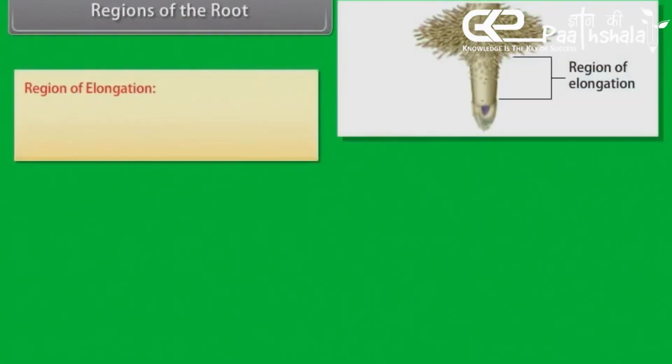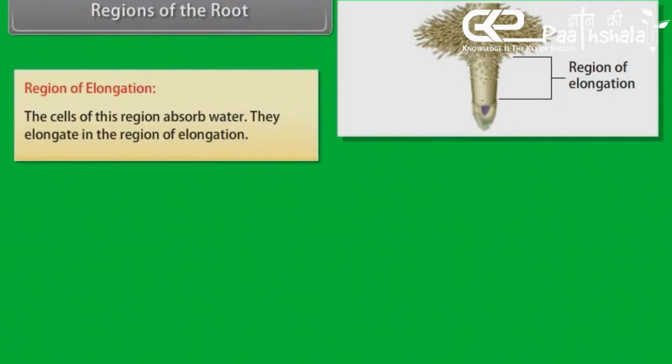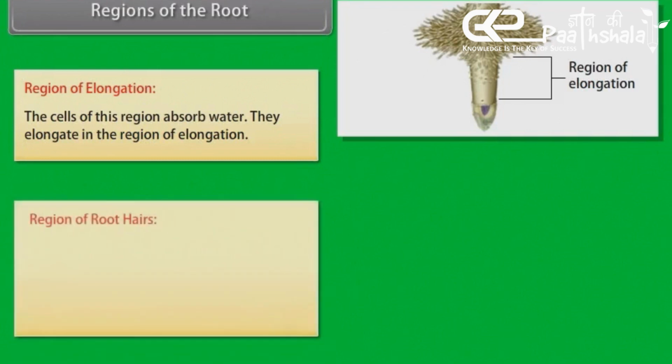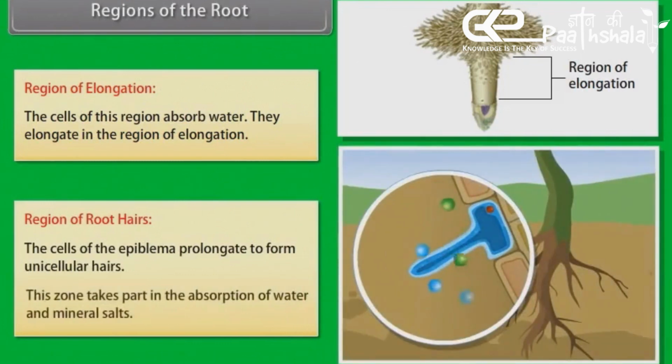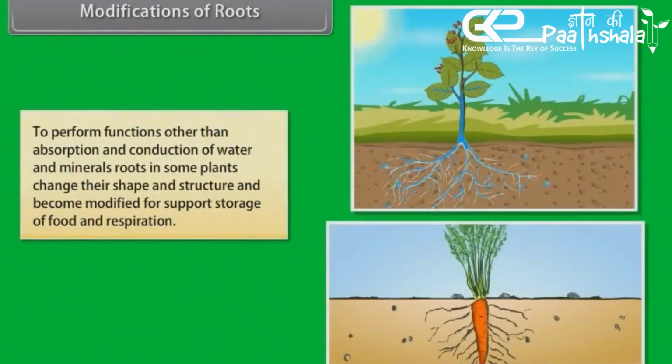Region of elongation. The cells of this region absorb water. They elongate in the region of elongation. Region of root hairs. The cells of the epiblema prolongate to form unicellular hairs. This zone takes part in the absorption of water and mineral salts. Modifications of roots. To perform functions other than absorption and conduction of water and minerals, roots in some plants change their shape and structure and become modified for support, storage of food and respiration.